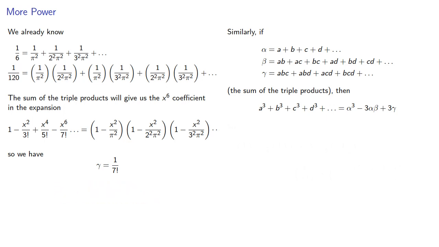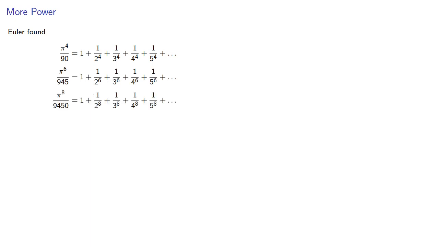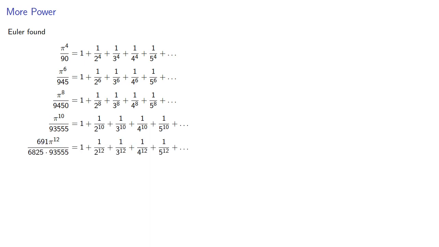And so we find, and in this way, Euler found the sum of the reciprocal fourth powers, the sum of the reciprocal sixth powers, the sum of the reciprocal eighth powers, tenth powers, twelfth powers, with the observation that this took a fair deal of work for the higher powers.